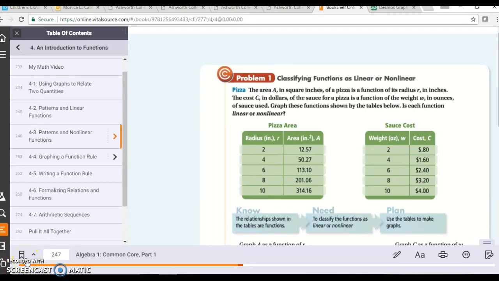So we're looking at lesson 4-3, patterns in nonlinear functions. This is problem number 1, classifying functions as linear or nonlinear. So let's take a look at the problem.